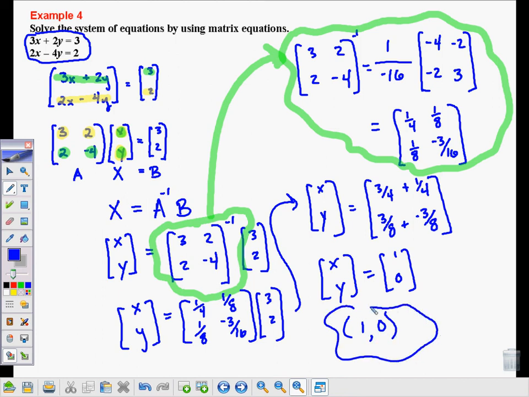That's the answer to the system. And you're probably thinking that wasn't any easier. It was actually harder than the other methods we've done. Yes, but this allows us to do systems with calculators, which will be much faster and more powerful. And we'll do that next time we talk.